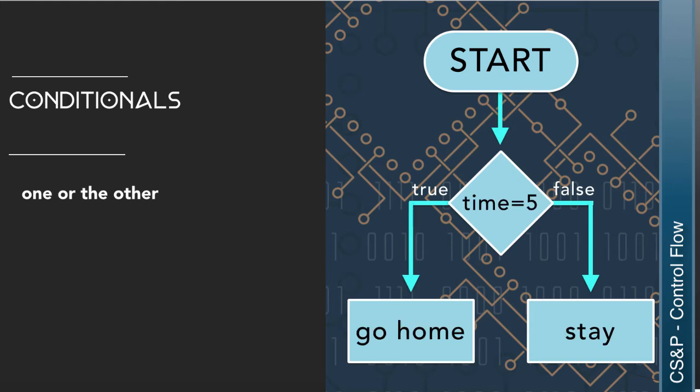Now we have these in our life every day, so it's not some concept that you're not used to. You just might not be used to thinking of it like that. You know, if you're at work and you're checking the time and the time happens to be 5, or I suppose greater than or equal to 5 actually would be more accurate, then you go home, and if not, you stay, right? So it's one or the other.